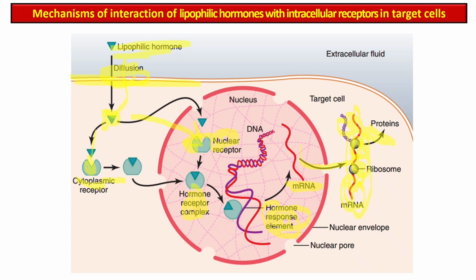So the end result is that the presence of the hormone leads to the production of a specific protein which mediates the hormonal biological effect. So this is a genomic mechanism of hormone action where the hormone enters the cell, binds to an intracellular receptor, directly alters the gene expression, leads to protein synthesis and produces the cellular response.